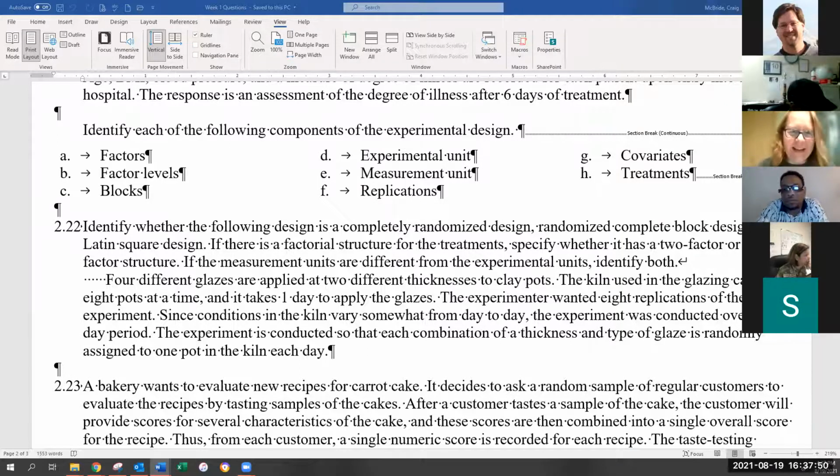I would say record keeping is a component of blocking, because blocking is really just a way of repetition. It's a way of repeating your experiment over and over again. In the case of the kiln, he or she is firing something in the kiln over and over, and each day is a new experiment. As far as the hospital drug experiment, they're applying the same set of drugs, D1, D2, and the placebo.